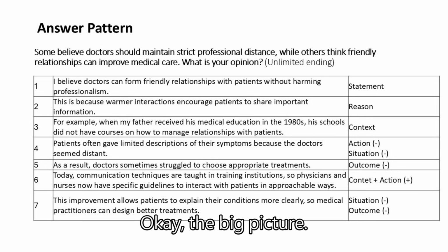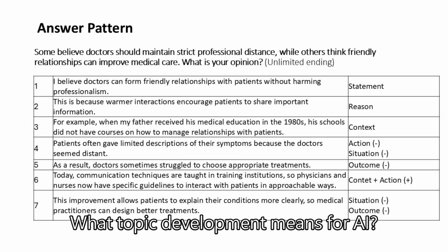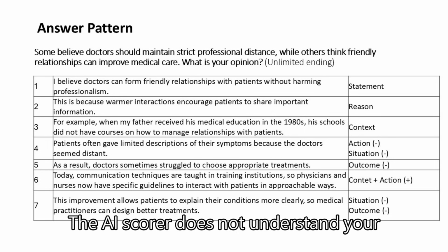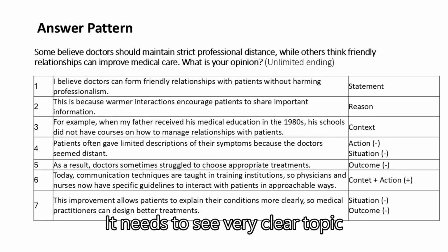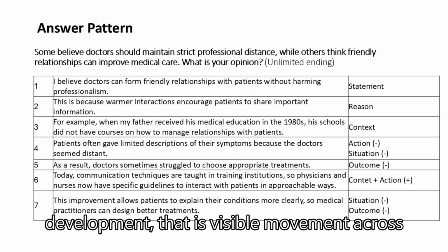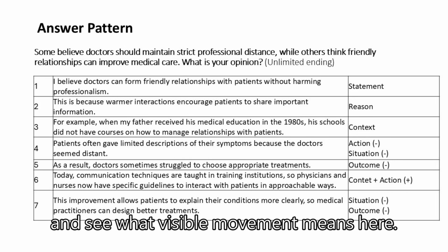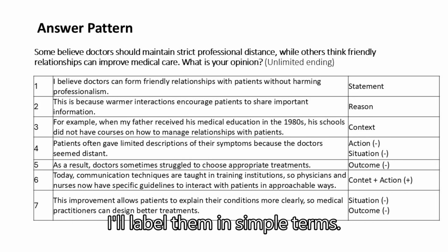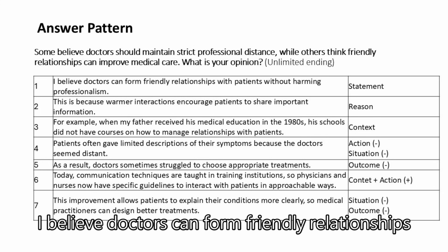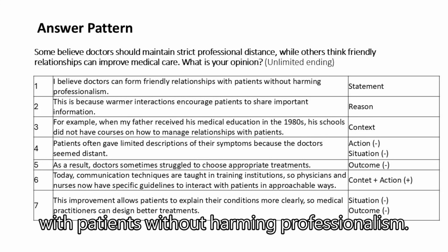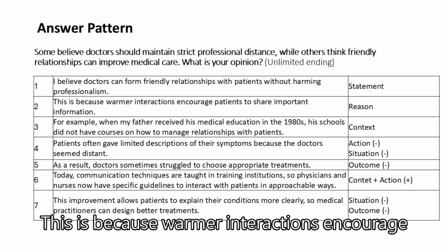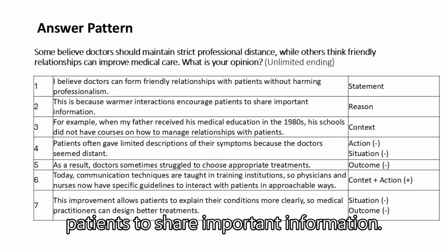Okay. The big picture: what topic development means for AI. The AI scorer does not understand your ideas like a human teacher. It needs to see very clear topic development. That is visible movement across sentences. Now let's go back to the sample and see what visible movement means here. I'll label them in simple terms. Statement: I believe doctors can form friendly relationships with patients without harming professionalism. Reason: this is because warmer interactions encourage patients to share important information.